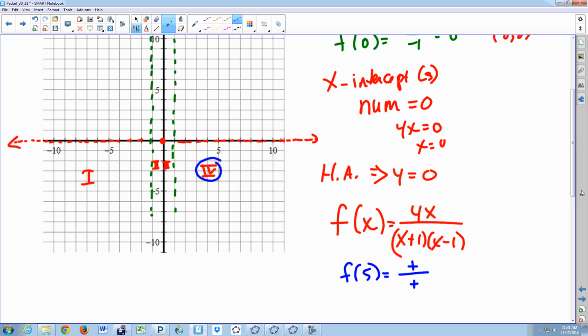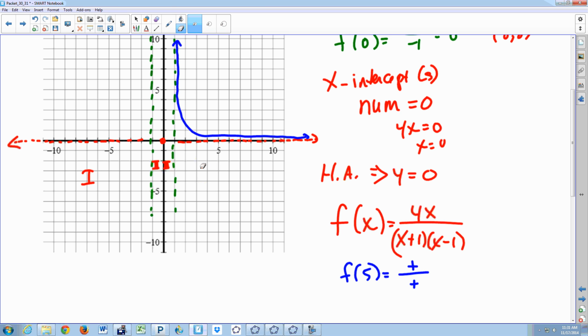And as I approach, I'm going to hug my horizontal asymptote. And as I approach my vertical asymptote, I shoot up to positive infinity. That's all I have to do. I don't have to be concerned about exactly where I'm crossing here. I'm just sketching. So I've taken care of my first interval.